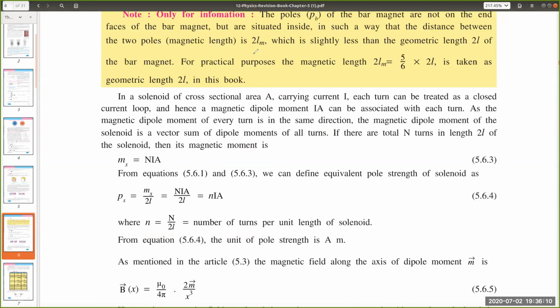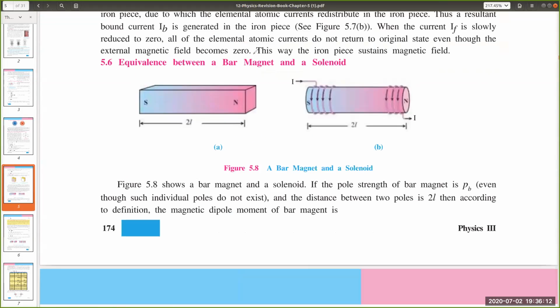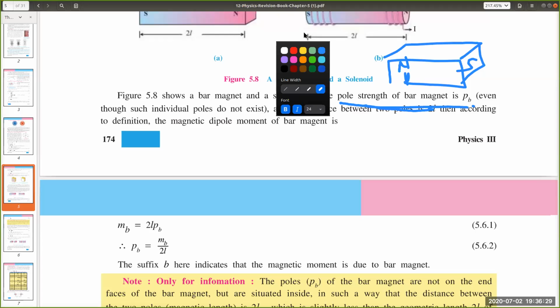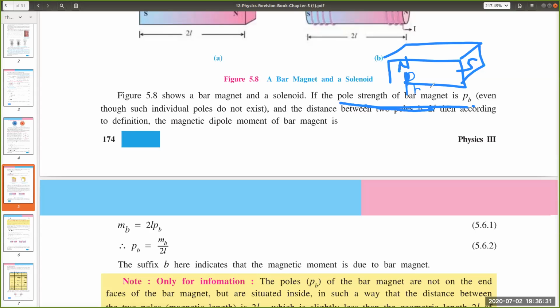The derivation is given here. Write this: if the pole strength of a bar magnet is Pb. You have to see a bar magnet. This is north and this is south. This is pole 1 and pole 2, and we will write this pole strength as Pb. The distance between the two poles is 2L. Then the dipole moment MP is 2L into Pb.